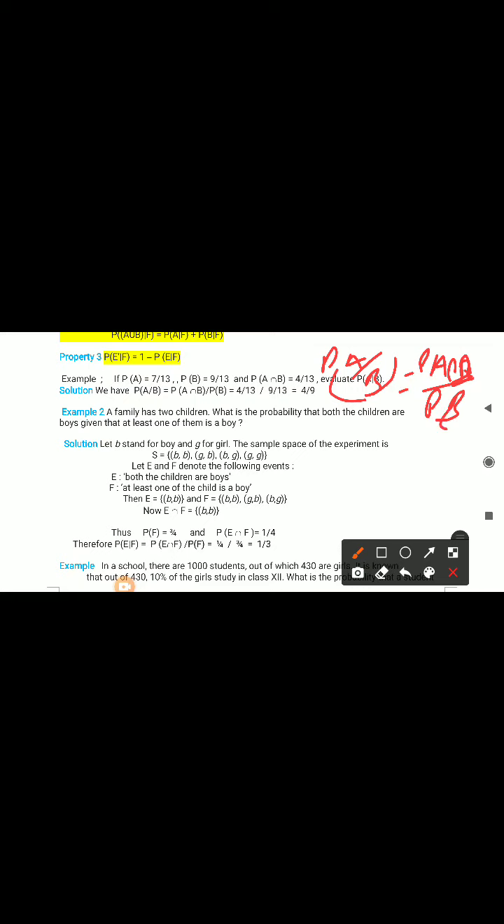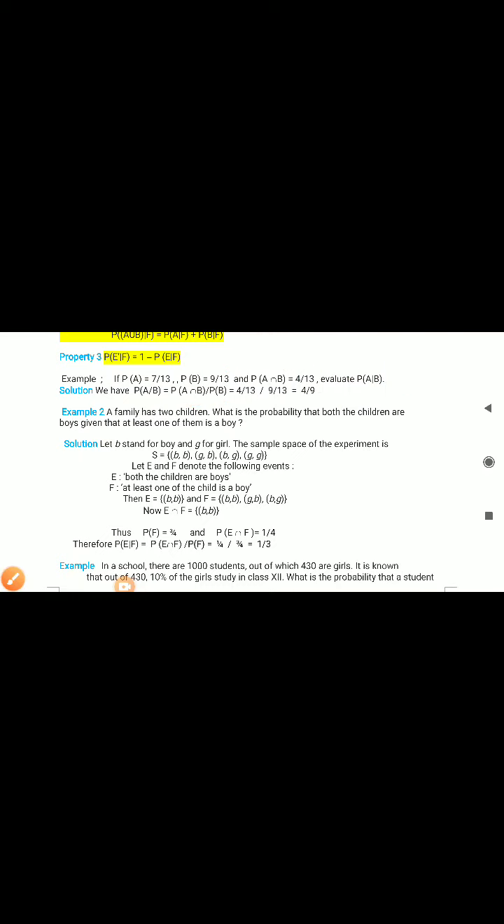Now here we are given P(A intersection B) is this, P(B) is this. So the formula is P(A intersection B) upon P(B). Thus the result is 4 by 13 divided by 9 by 13, which will give you 4 by 9.